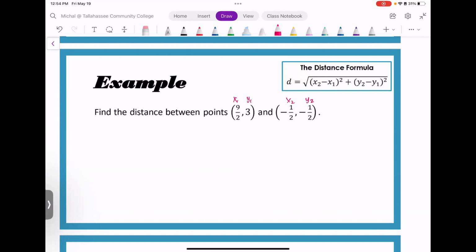Which point you call the second point and which point you call the first point is arbitrary. I could have swapped the labeling. I just need to make sure that my y's go together and my x's go together when I write them into the distance formula.